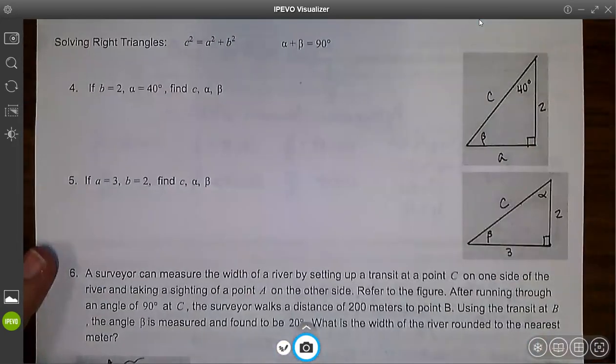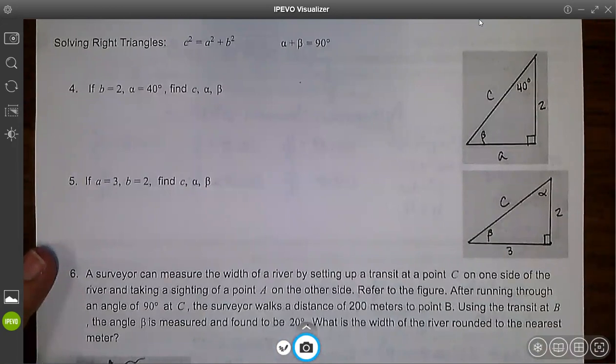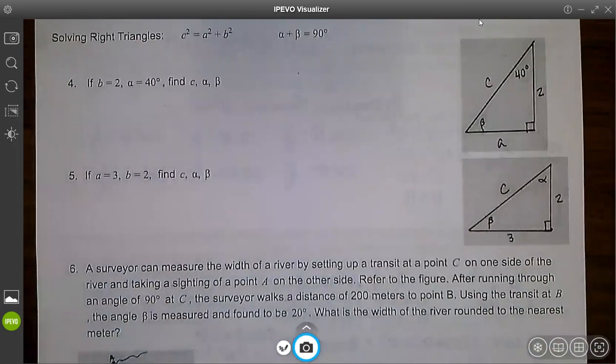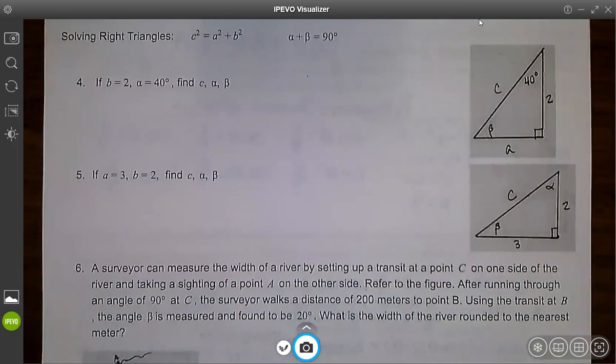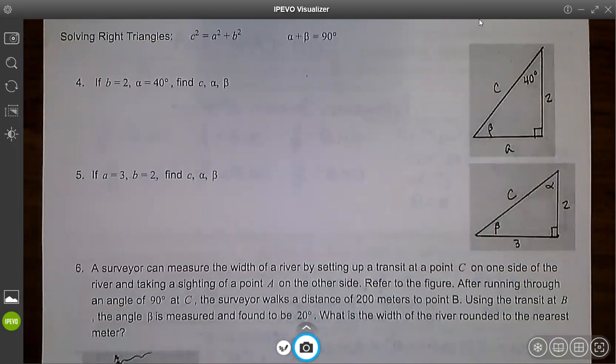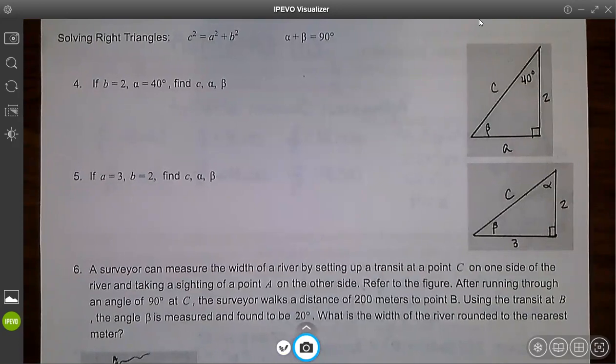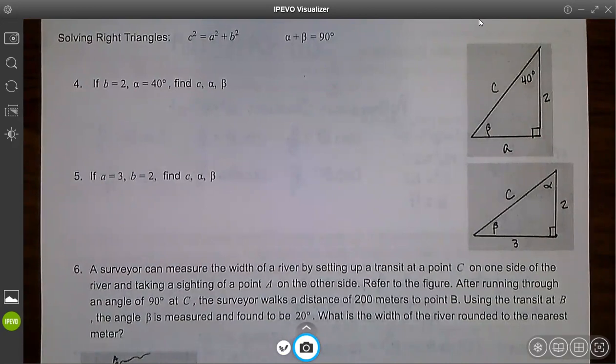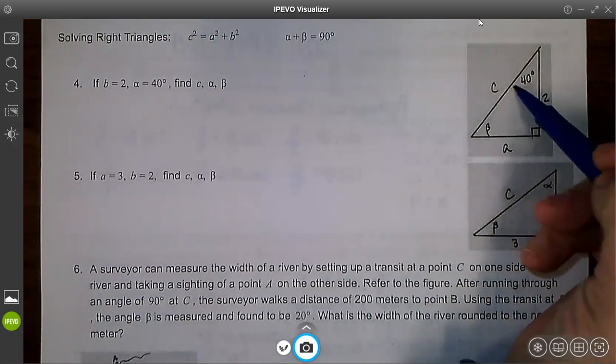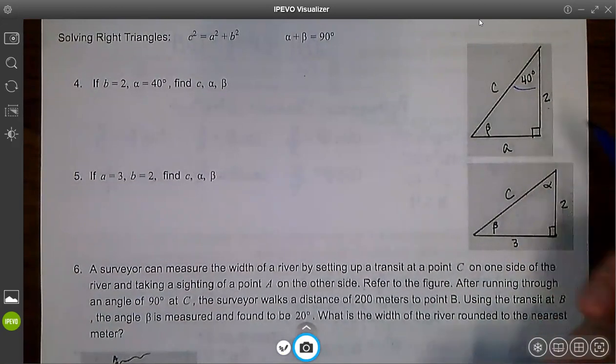Solving right triangles. When it says to solve the triangle, that means that you need to find all of the values of the triangle. So when we have right triangles here, remember that the sum of the interior angles of a triangle equal 180 degrees. So we're going to use that in our trig functions to solve this. So we're given here a 40-degree angle and a 2 on the leg.